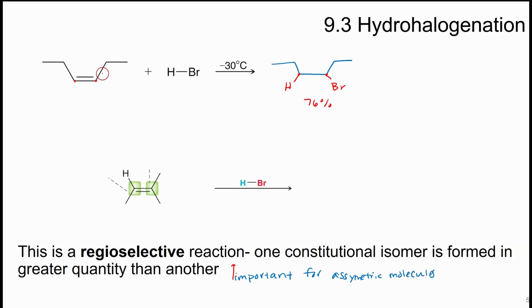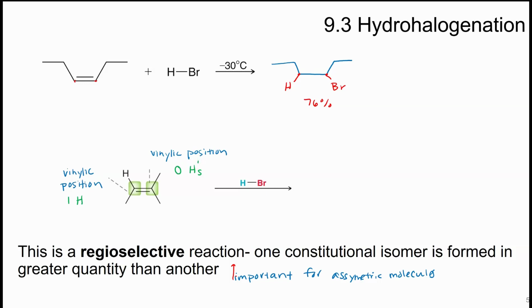In the 3-hexene here, this was a symmetric molecule, so it didn't matter which carbon the hydrogen and the bromine went on. But here we have a vinylic position. Vinylic is the carbon that is involved in the double bond. This one here has 1 hydrogen. This has 0 H's.